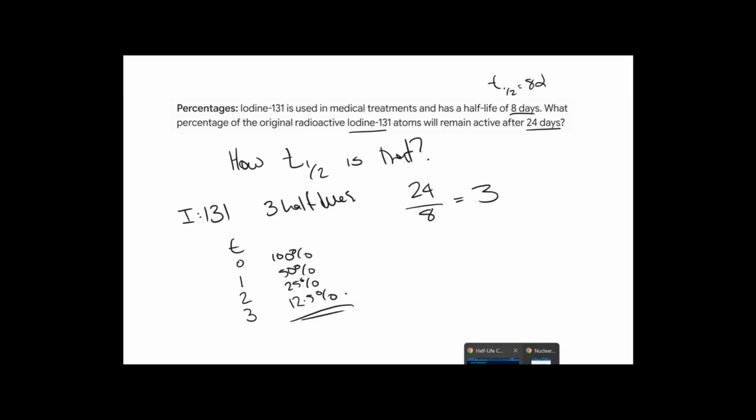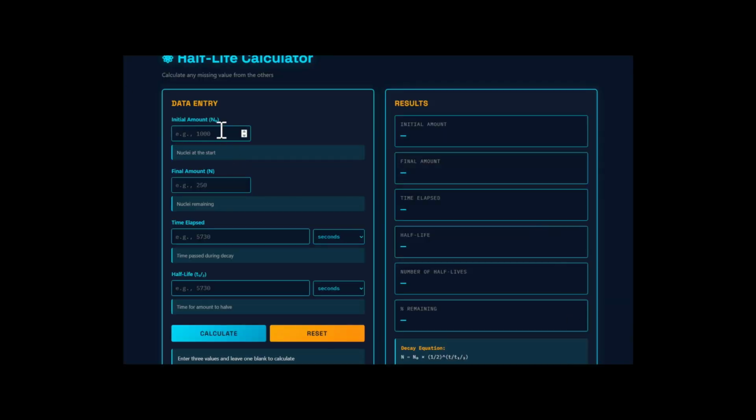Let's do that on our little graphy thing that we have. So the original amount, let's say we've got 100%. The final amount, we don't really know. The time elapsed is going to be 24 days. The half-life is 8 days. Let's calculate it. And yep, sure enough, there are going to be 13 grams left, and it's going to be 12.5%. So it's rounded a bit. The remaining 12.5% is what we've got. 3 half-lives. How about that?